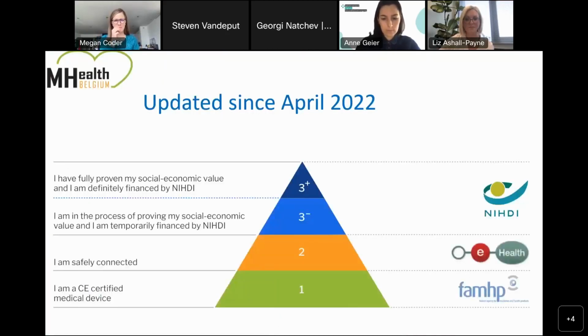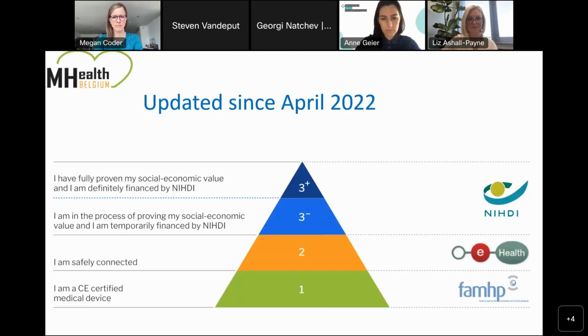So I already mentioned it's according to certain criteria. So it works as a validation pyramid. The pyramid is looking like this since a couple of months. There are 3 levels. Level 1 is the broad basis, level 2 is the middle layer, and level 3 is the narrow top. There are 3 national authorities involved. So it's the Federal Agency for Medicine and Health Products that is responsible for level 1. Here you have to show that you are a CE certified medical device. The second layer is more showing some criteria related to ICT to prove that you're safely connected.